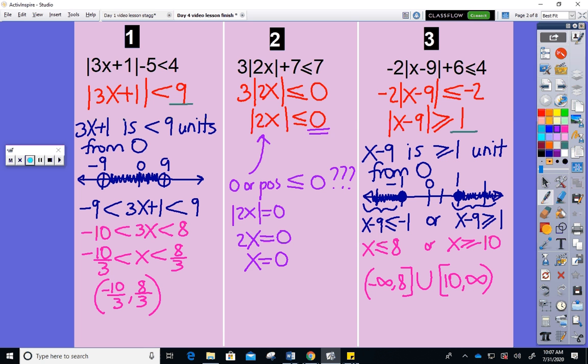All right, FYI, if it had said the absolute value of 2x is less than 0, that's never true, because then you would be saying that whatever's on the left side, which is 0 or positive, is less than 0, meaning negative, and something that's 0 or positive is never negative. So if I had said the absolute value of 2x is less than 0, you would have said, well, that's never true, so that's no solution.